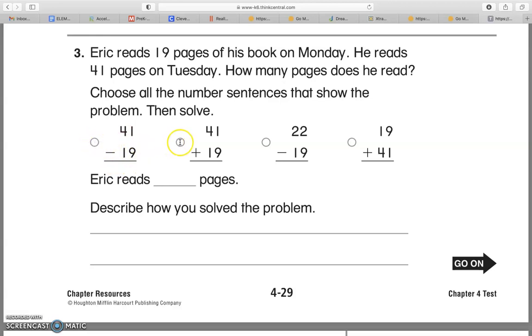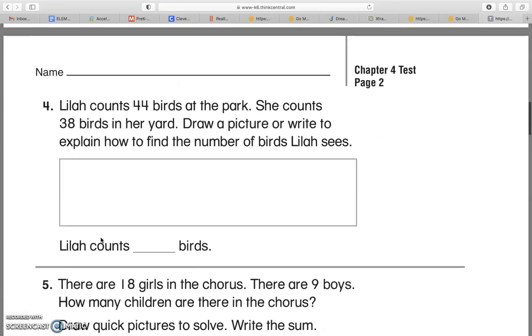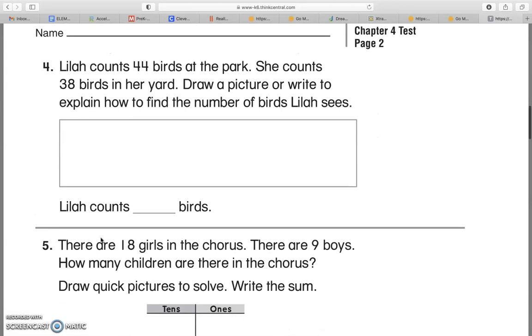If you think that 41 plus 19 will help you solve it, you'll fill in the bubble here. If you think that 22 minus 19 would help you solve it, fill in this bubble. And if you think that 19 and 41 would help you solve it, fill in this bubble here. And yes, there is more than one right answer. You need to solve the problem. Eric reads blank pages. And then down here, I want you to tell me how it is that you solved the math problem.